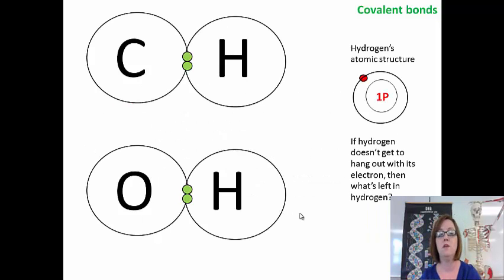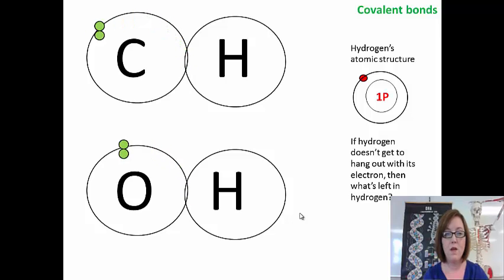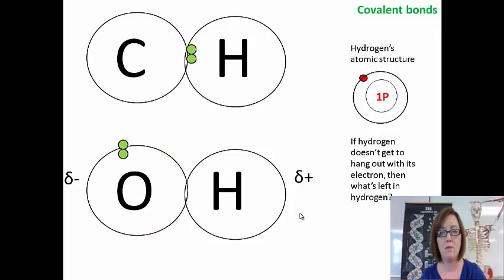So let's take a look at this in a more pictorial format. Up top we see carbon and hydrogen sharing a pair of electrons, and then below we see oxygen and hydrogen sharing a pair of electrons. Carbon and hydrogen have very similar electronegativities, so that's the equal tug-of-war. So they both get the electrons the same amount of time. It's like 50-50 custody. Now down at the bottom with oxygen and hydrogen, oxygen is way more electronegative than hydrogen, meaning oxygen is really good at hogging those electrons.